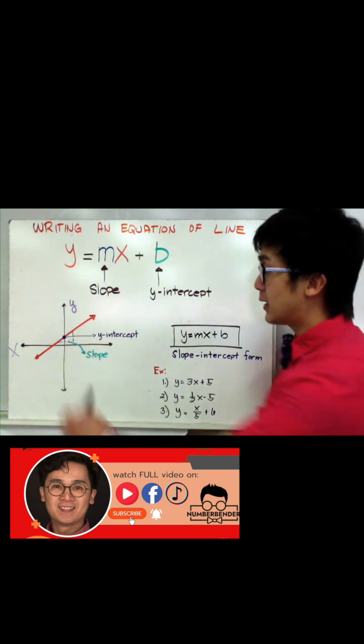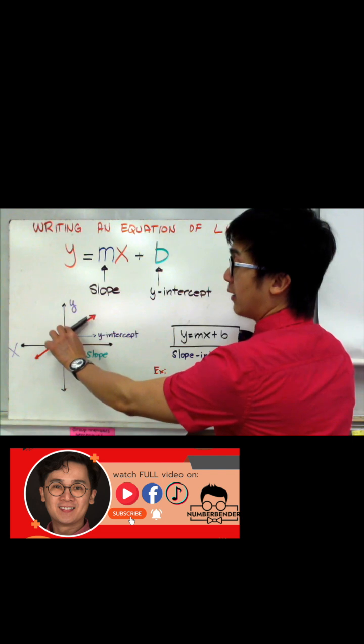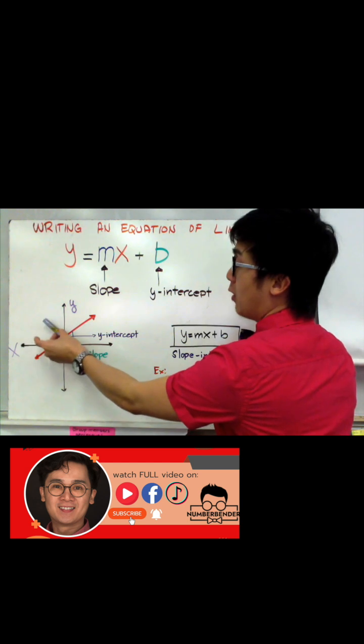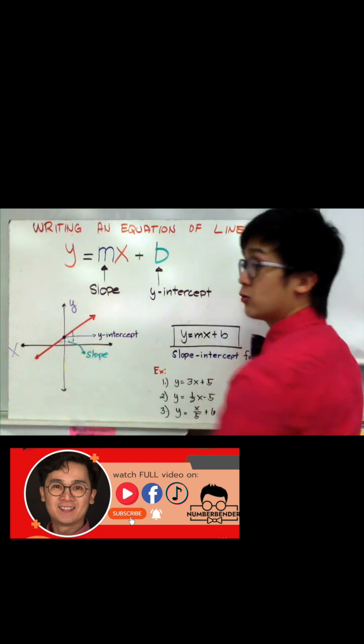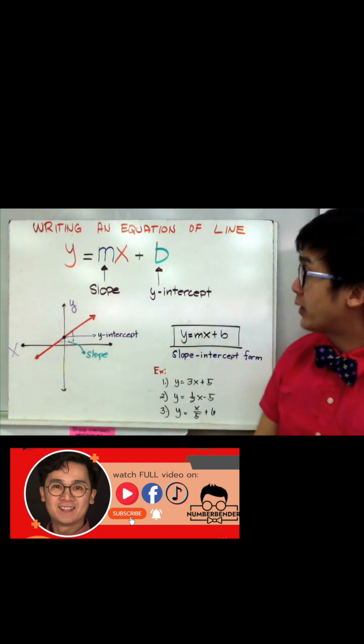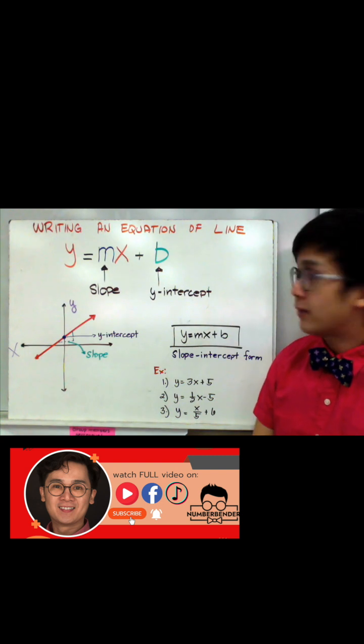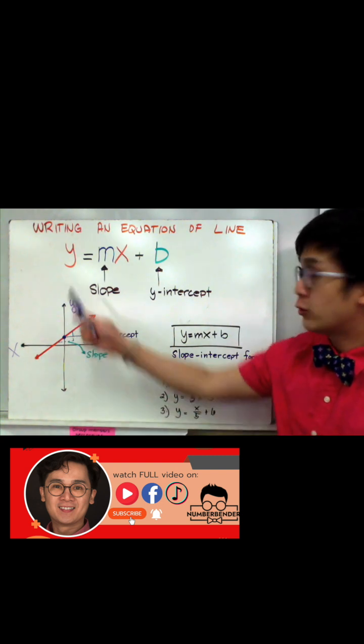Now the slope is the steepness of your line. So it could be as steep as this, or a line could also be steep like this form, or it could also be a negative slope, which will give you a line similar to this one. Now for today, we're just going to concentrate on how to write the equation of a line using this form.